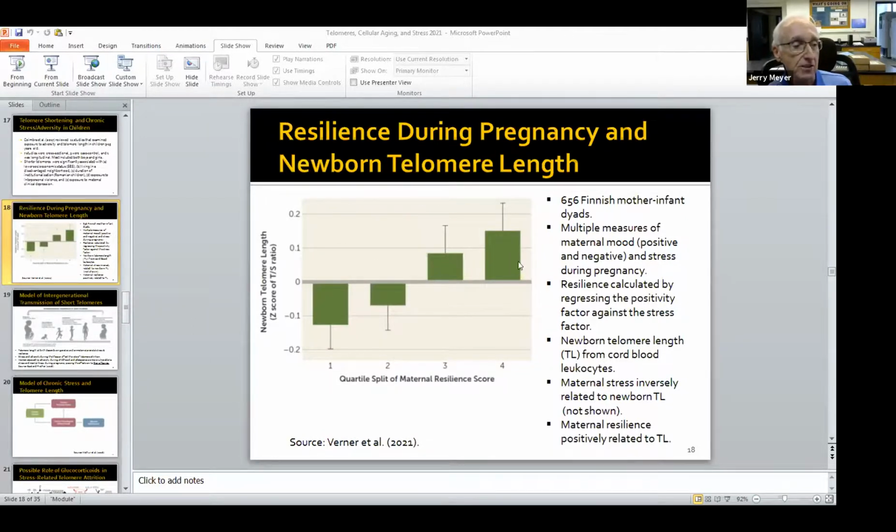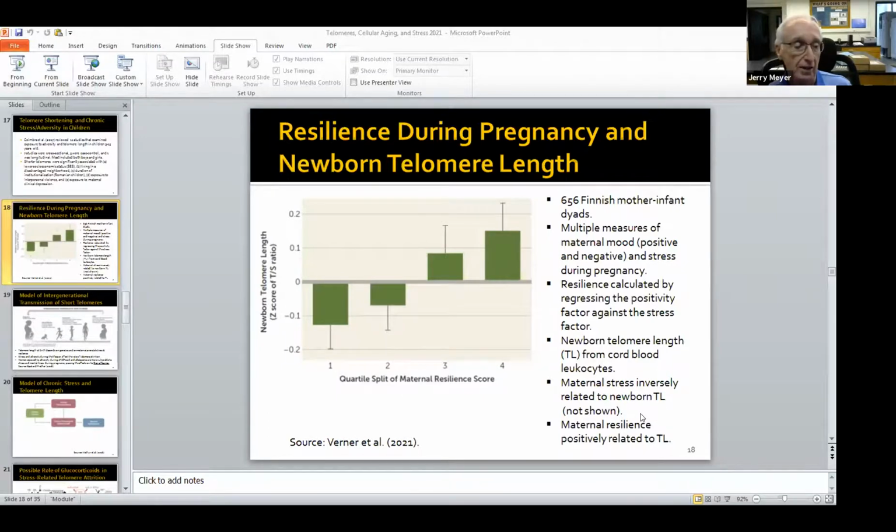So they looked at stress and resilience, and then they measured telomere length from white blood cells, leukocytes, obtained from cord blood at the time of delivery. So cells from the fetus are sloughed off and get into the umbilical cord. So you can sample this and get an indicator of telomere length of the newborn baby. And so there were two main findings.